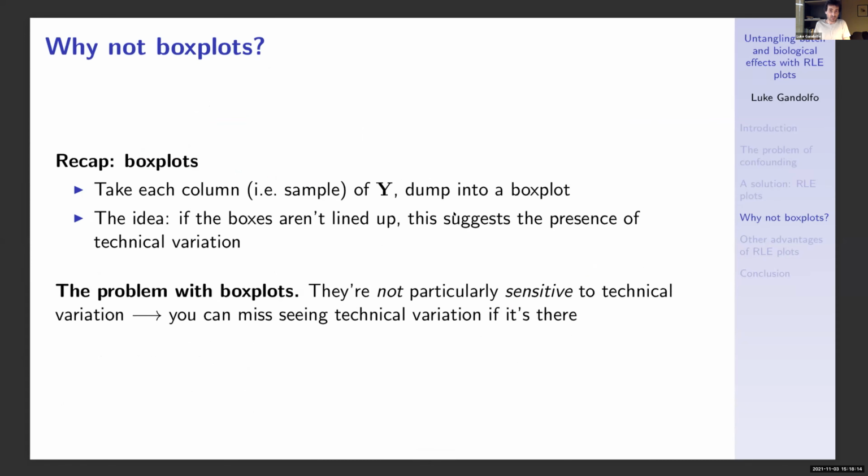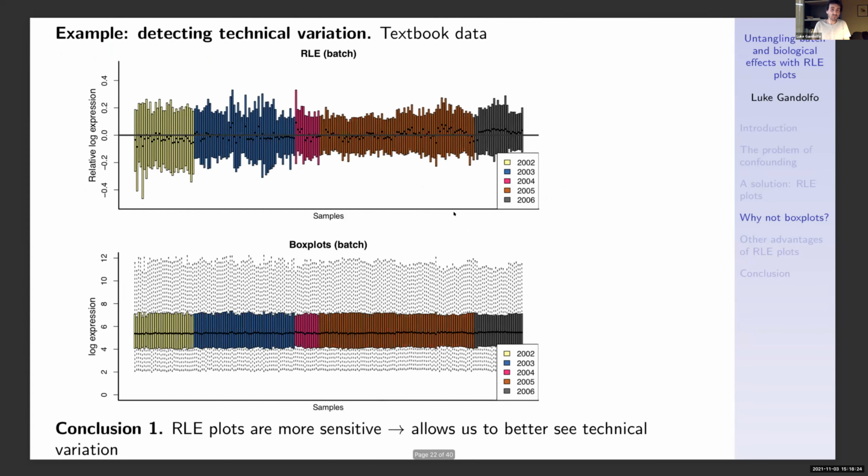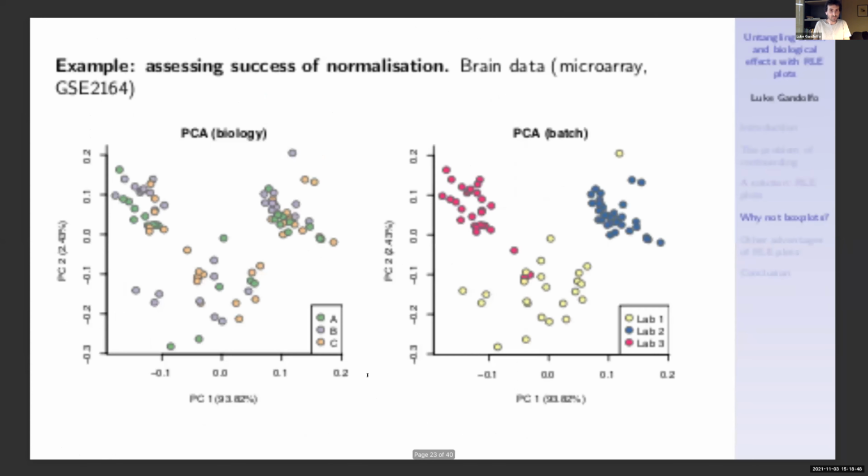Well, the problem with box plots is that they're not particularly sensitive to technical variation. And this can lead to missing our ability to see technical variation if it's there. So for example, if we're just merely trying to detect technical variation, for the textbook data, when we did an RLE plot, we saw significant technical variability. But had we done box plots, things look pretty good. Things look pretty nice. So in this case, RLE plots are more sensitive, and so it allows us to better see the technical variation here.